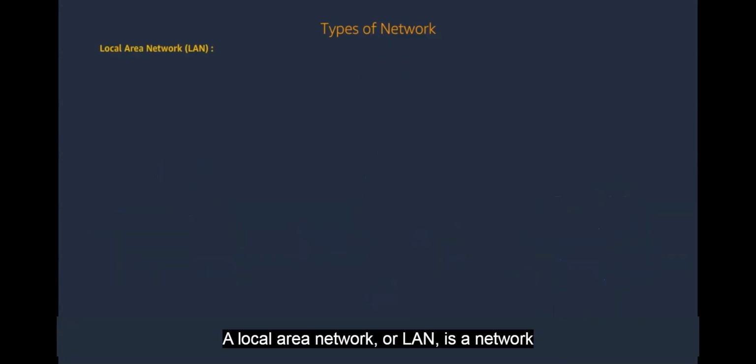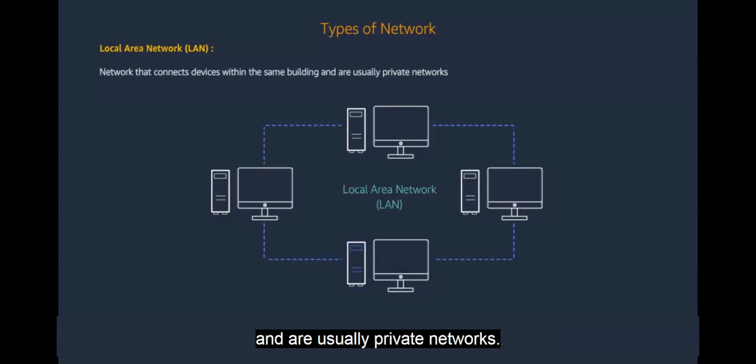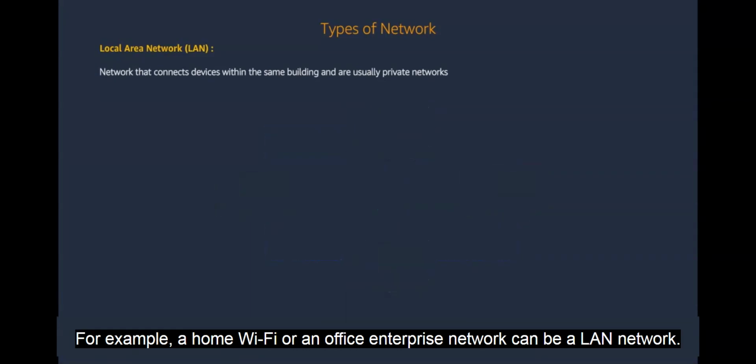A local area network, or LAN, is a network that connects devices within the same building and is usually a private network. For example, a home Wi-Fi or an office enterprise network can be a LAN.